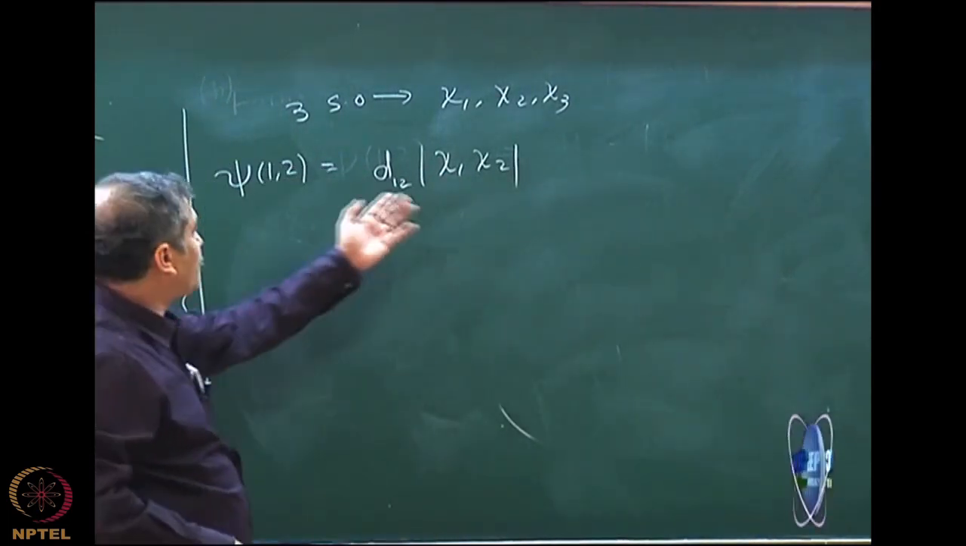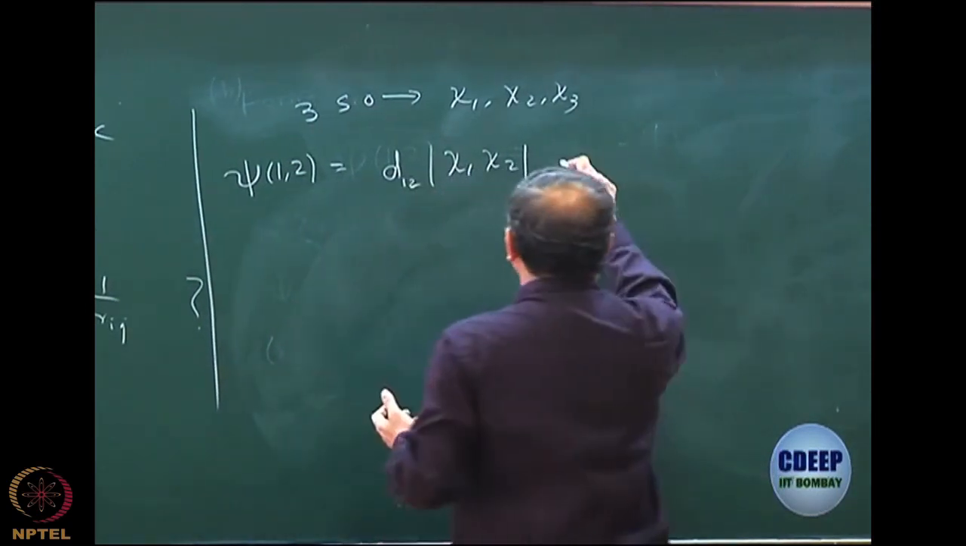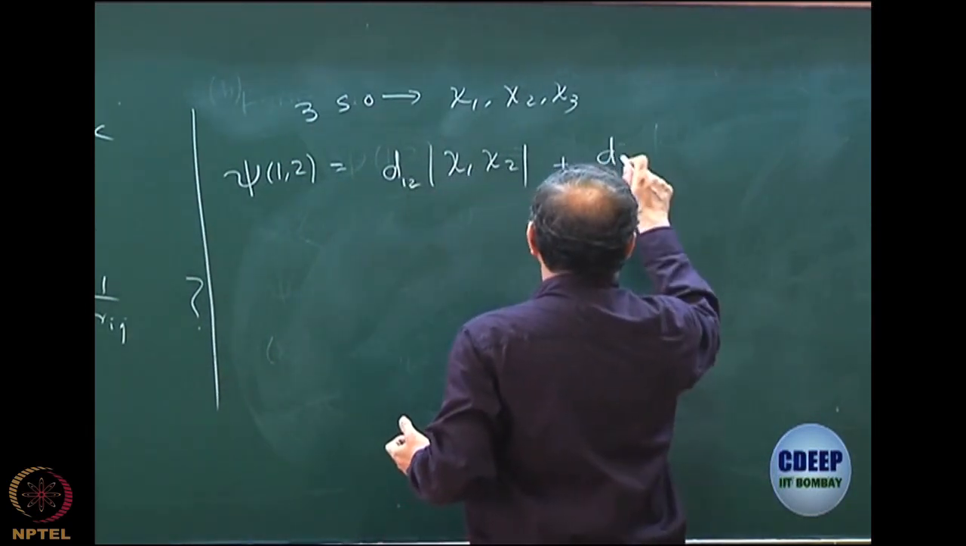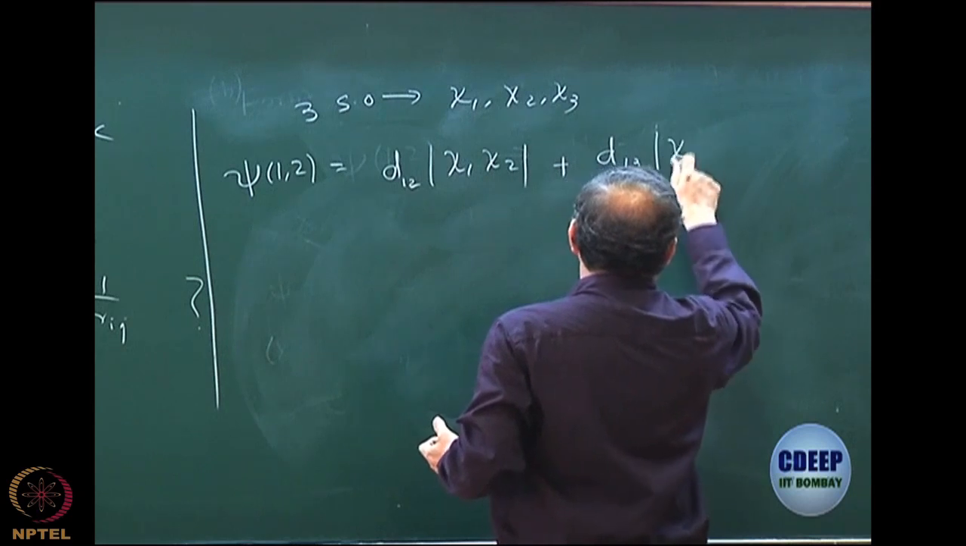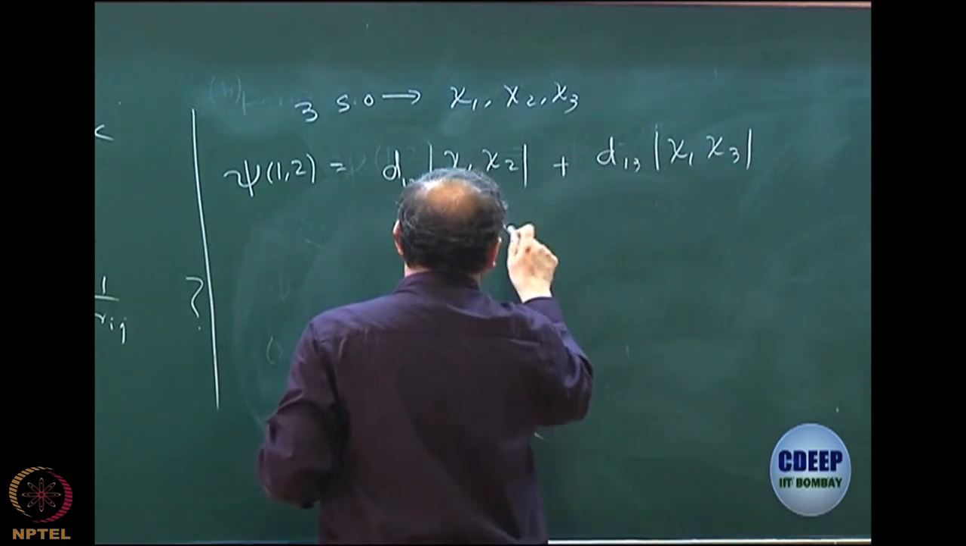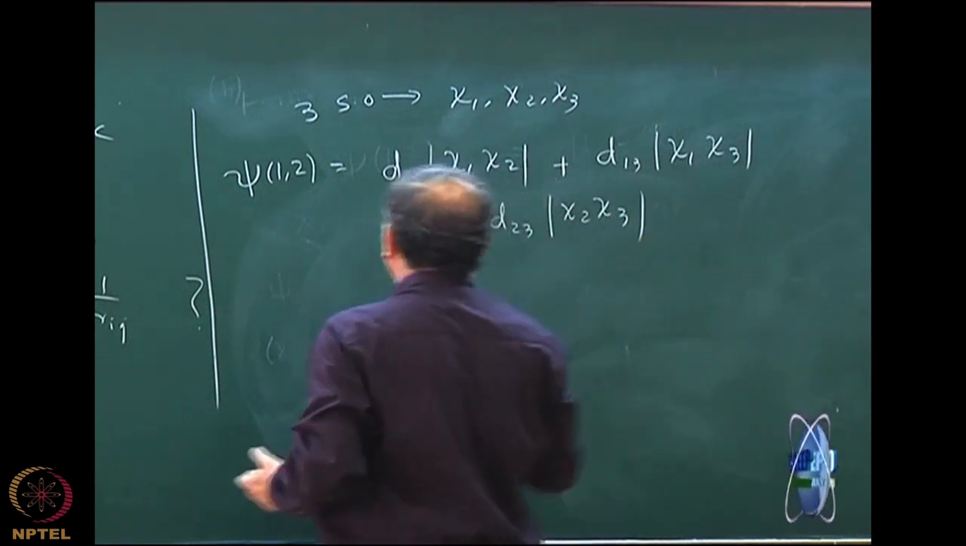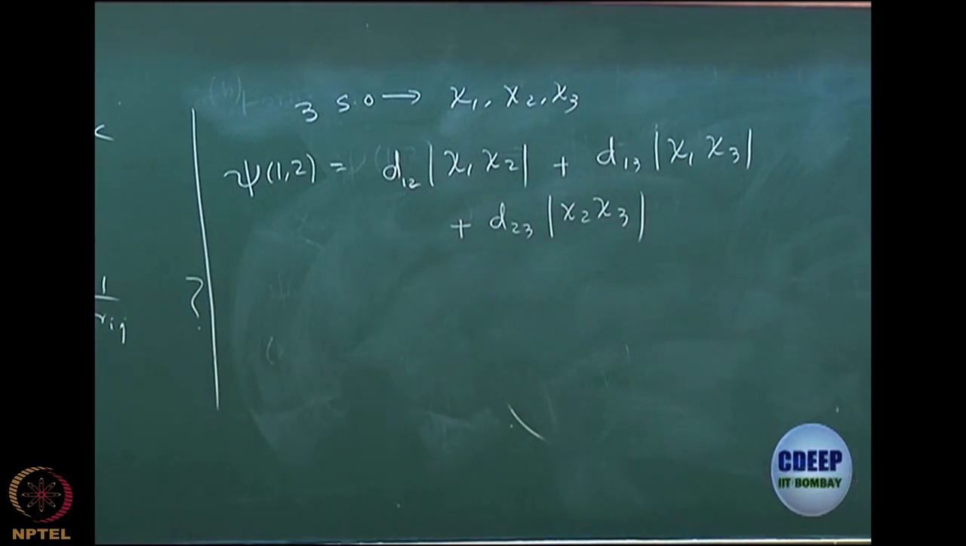D of 1, 2 is just tracking the spin orbitals. It is not important. I can call it something else, d 1 also. Then I have another one, which is d 1, 3, chi 1, chi 3, right? And one more will be there. What is it? D 2, 3, chi 2, chi 3. Is it clear that this is all that I will have?